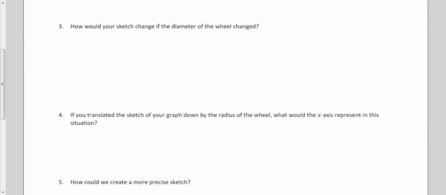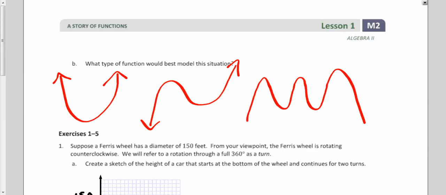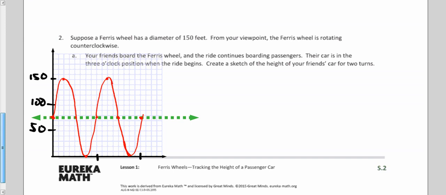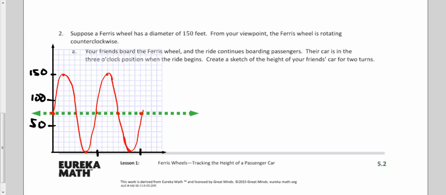If you translated the sketch of your graph down by the radius of the wheel, what does that mean? What would the x-axis represent in this situation? Oh, I know what it's saying. Okay, check this out. You guys don't understand what they mean, but I'm about to show you. They're saying if you translate this curve down by the radius, what's the radius of this Ferris wheel?